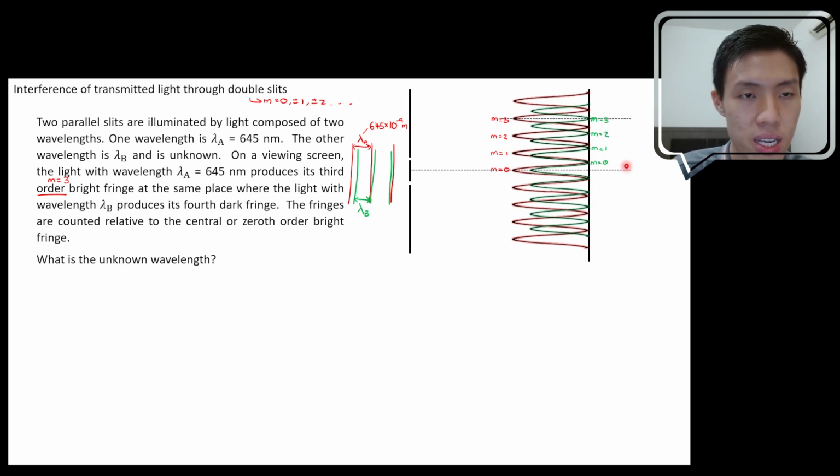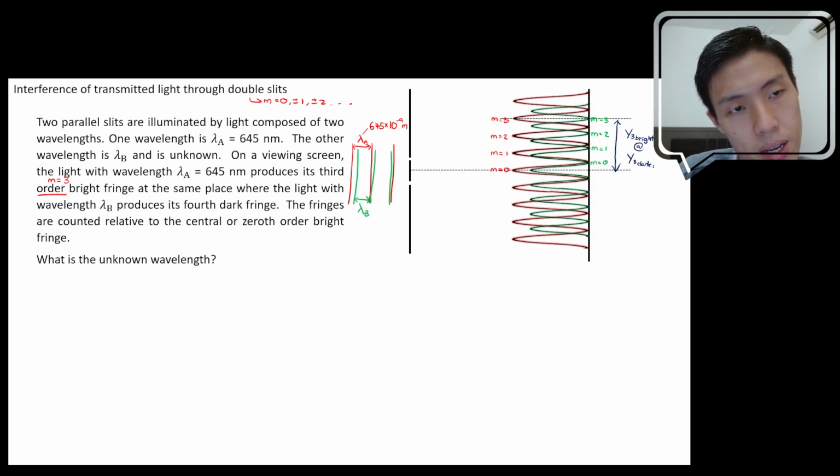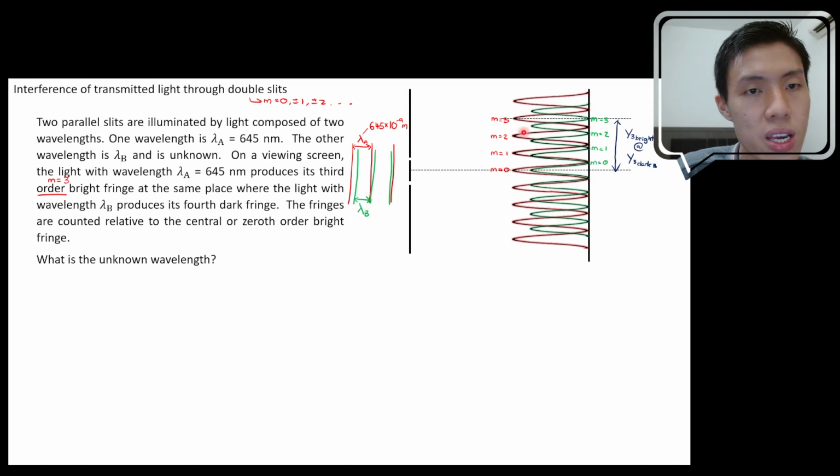So what can we say? We can say that this particular distance from the center over here is also the y3 for bright for lambda A, but at the same time, it's also the y3 for dark for lambda B. You can say this is also 3, this is also 3, so it's y3, y3, but for the red light it's bright A, for lambda B it's dark B. They happen at the same position, so the value for y should be the same.